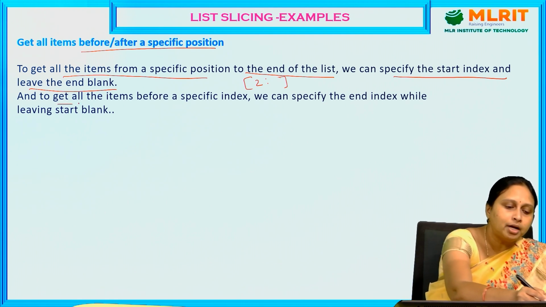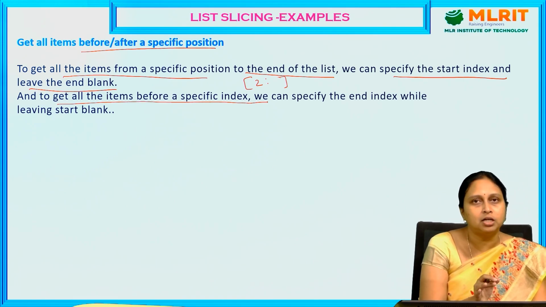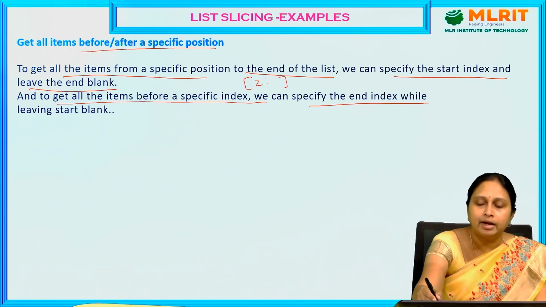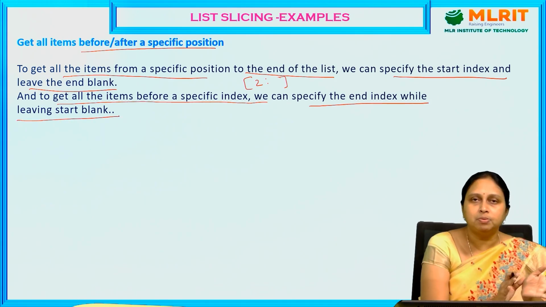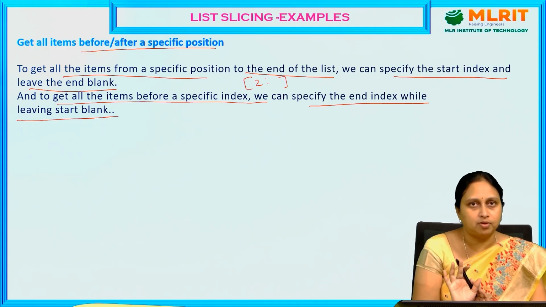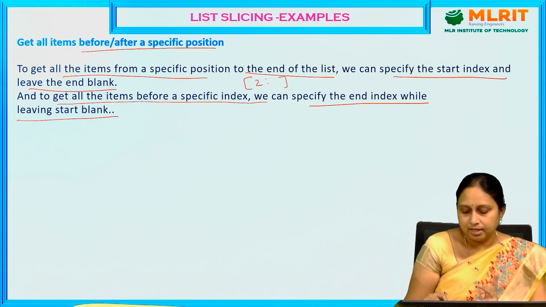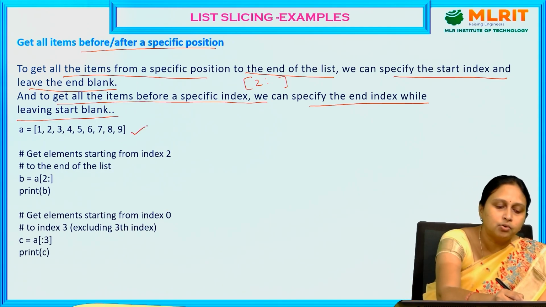And also, to get all the items before a specific index, that is also possible. We can specify the end index while leaving the start blank. The start should be blank and the end we can specify. By using these two, we can display items before or after a specific position. Let us see an example of how we can do this. This is the list that was given.